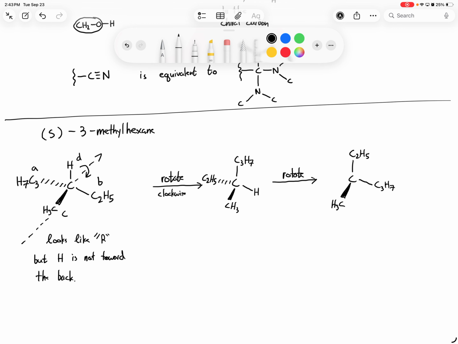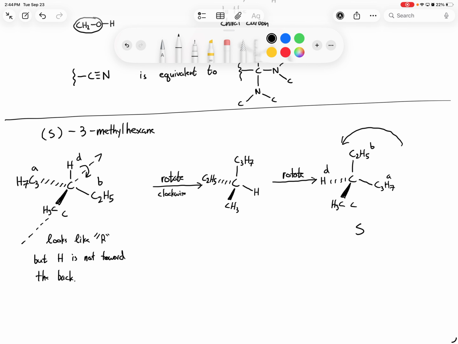C2H5 has moved to the top position. Now H is in the back. Now it's not an R and S. What is it actually? S. So letter D, A, B, and C. So we're going in this direction, right? Is that clockwise or counterclockwise? Counterclockwise. So this is S.